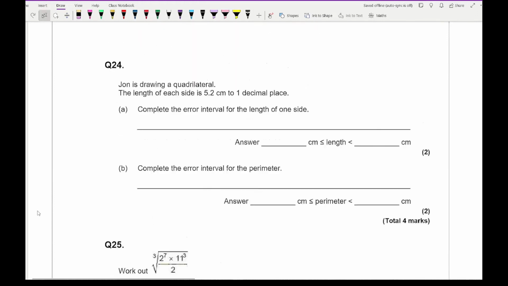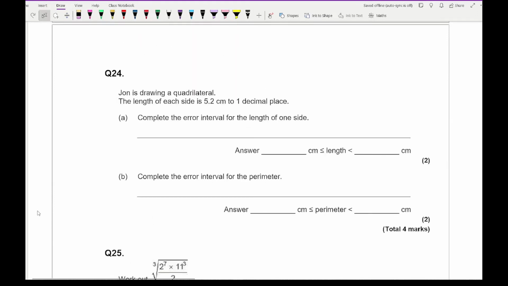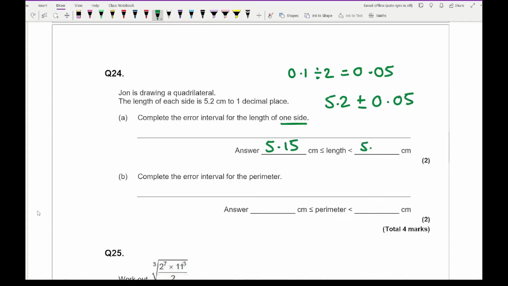Moving on to question 24, it says John is drawing a quadrilateral. The length of each side is 5.2 to 1 decimal place. Complete the error interval of one side. So here I've got 1 decimal place is 0.1. So if I divide that by 2, I get 0.05. So I'm going to do 5.2 plus or minus 0.05. And that gives me 5.15 and 5.25.